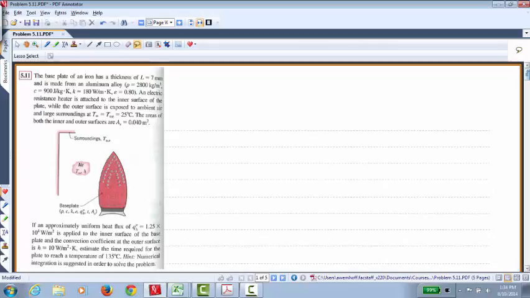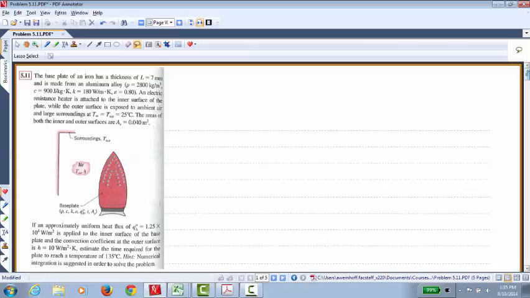This is problem 511. In this problem, you have the base plate of an iron, which has a thickness of 7 millimeters and is made from aluminum alloy. You're heating it up with an electric resistance heater on one side, but on the other side, you have radiation and convective heat loss. So, what the problem is asking is to estimate the time required for the plate to reach a temperature of 135 degrees C.